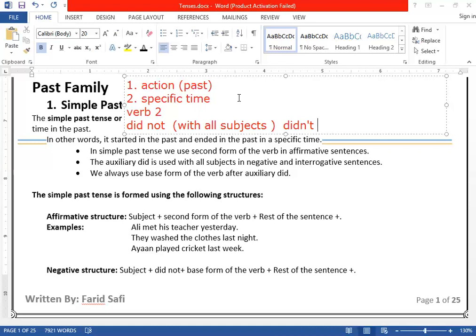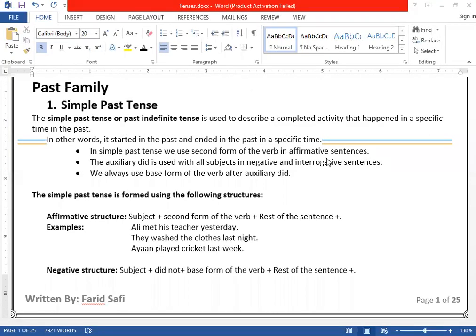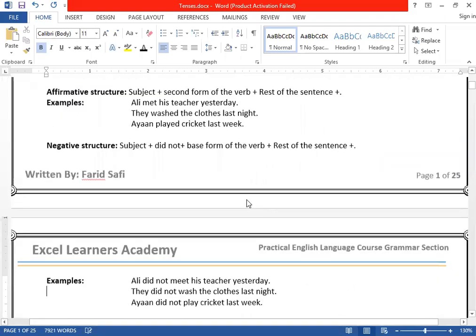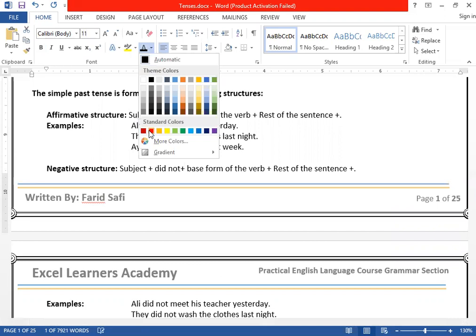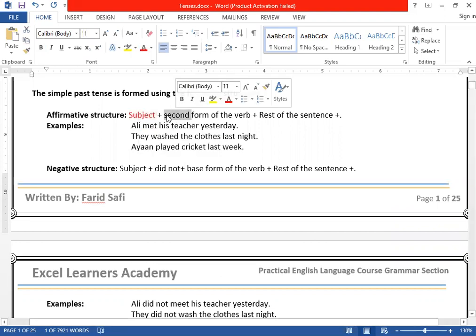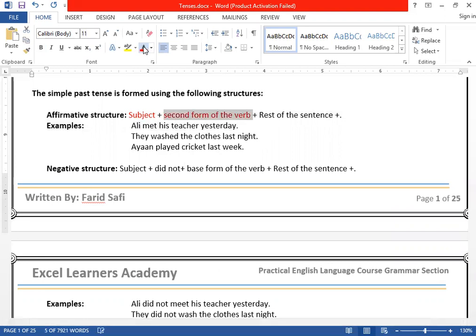When you want to talk about the past, let's take the first structure, the positive structure, and see how we can construct a sentence. I have written here the structure for you. First of all, we use subject. We will have subject first. Second, I had already told you that directly after subject, we will use the second form of the verb, and the rest of the sentence. It's very easy. It's not that difficult.